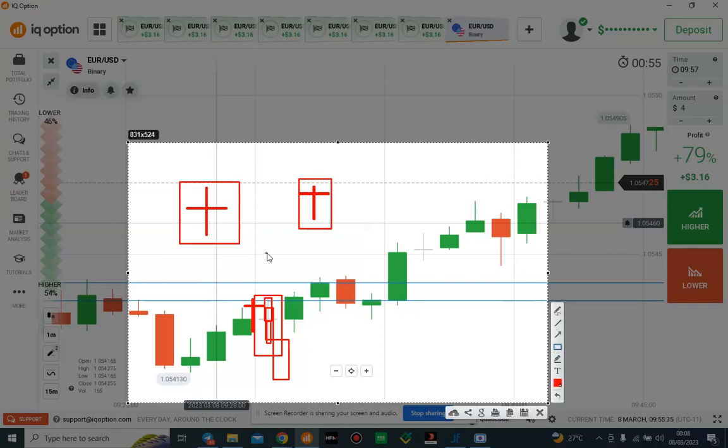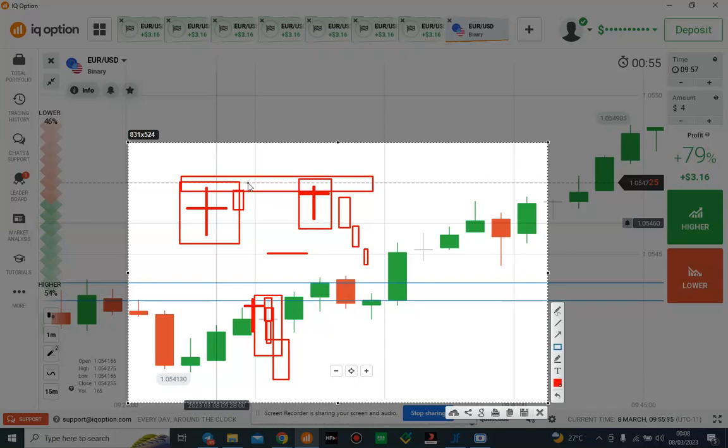Also, we have the flat doji. This flat doji doesn't have rejection. So this flat doji usually occurs during a bad market. Sometimes this type of doji can also continue the market. It depends on how you trade it. But if this type of doji occurs at the resistance, this is going to reverse the market.